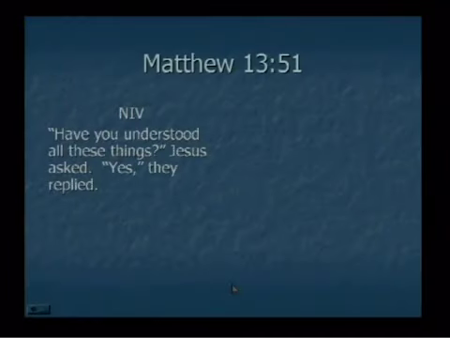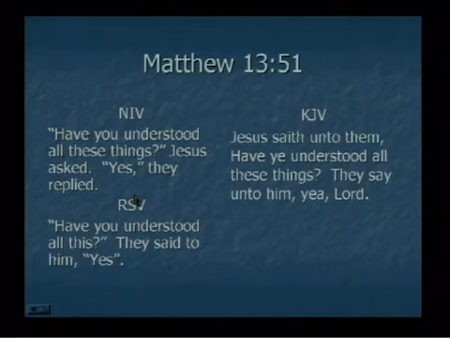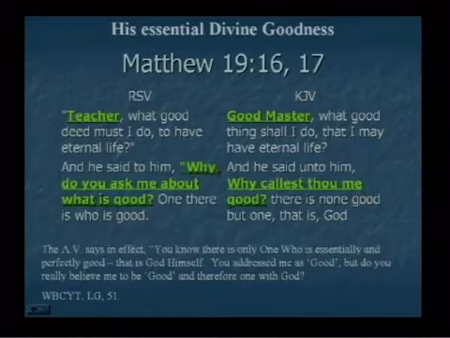Matthew 13, 51. Have you understood all these things? Jesus asked. Yes, they replied. RSV says the same thing. The King James says, yea, Lord. So they recognize him as God. Kurios. Oh, by the way, that's been removed many, many times, hundreds of times in the NIV. Everywhere where it says Jesus is Lord, that's gone in the NIV.